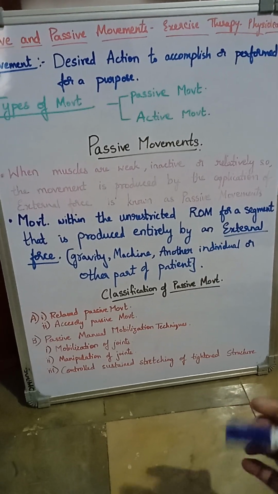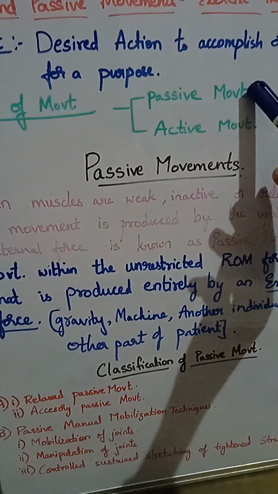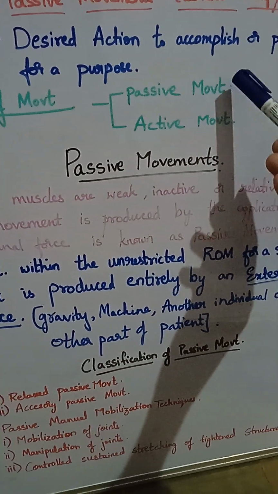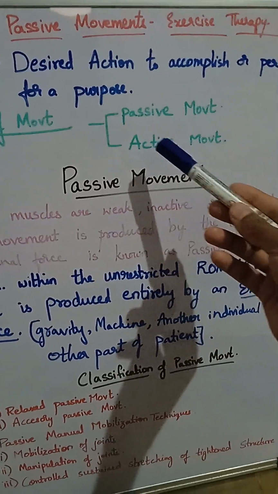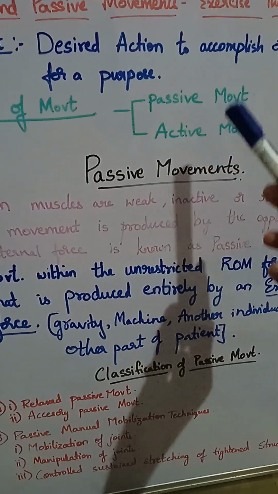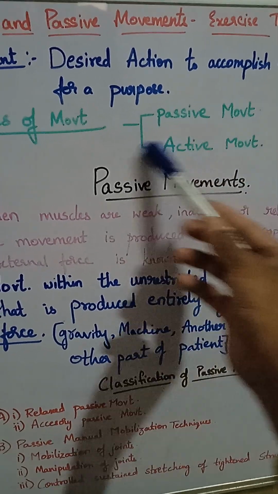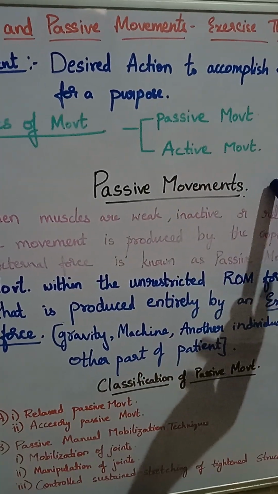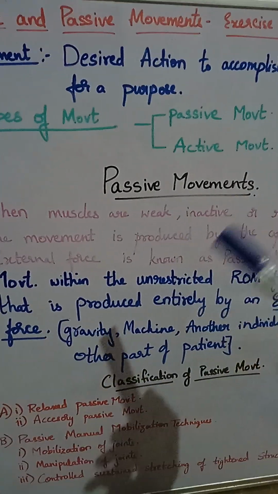What are the types of movement? That is active and passive movement. Passive movements are the movements that are done by an external force. Active movements are done by the patient's or the person's own muscular effort. Today in this video we are going to talk about passive movements. In the upcoming videos we are going to talk about active movements and other types of movements.